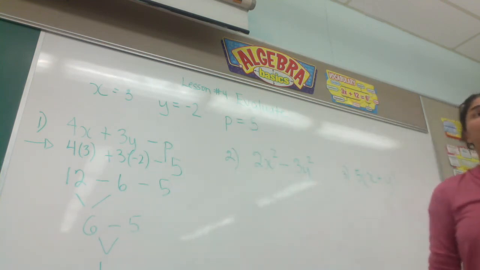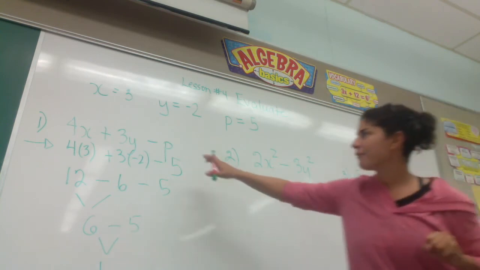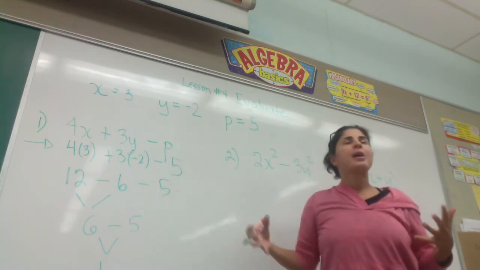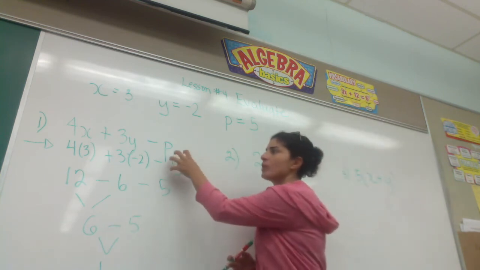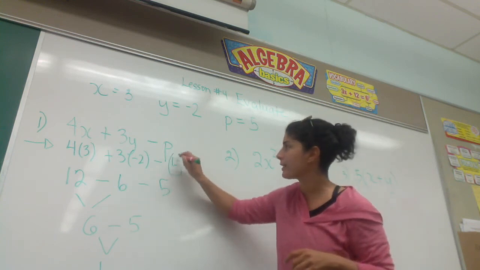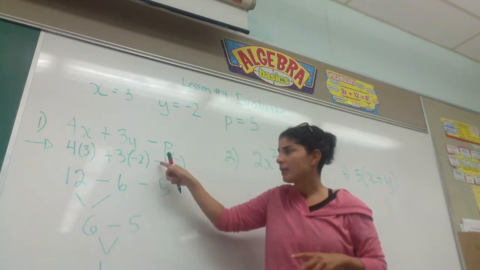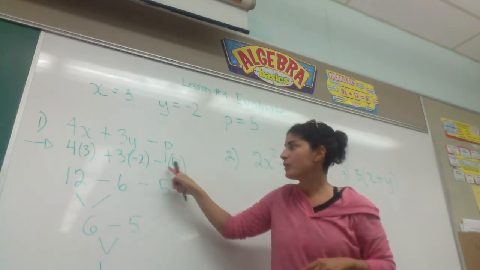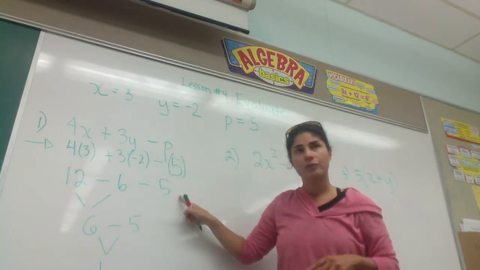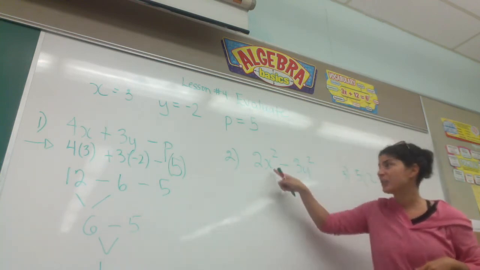Yes? For the 5, you don't put brackets? Good question. For 5, I did not put brackets. Why? The brackets in this case don't make me lose my multiplication. I could put brackets like this, but it will change nothing because of the negative. Now, if this was a multiplication, I would have to put them. But in this case, no.